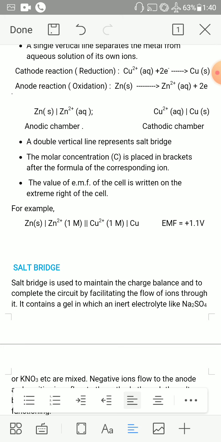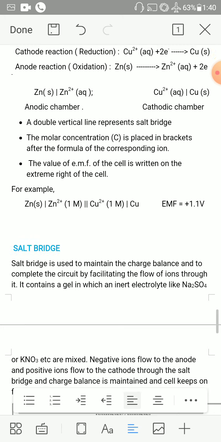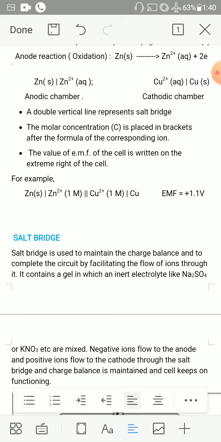And you have to give two vertical lines, which represent a salt bridge, in between the anodic chamber and cathodic chamber. So the main rule is: first you have to write the anodic chamber, then give the salt bridge, then the cathodic chamber, and the molar concentrations, which are represented by C, are placed in brackets after the formula of the corresponding ions. I have written it here, you can see.